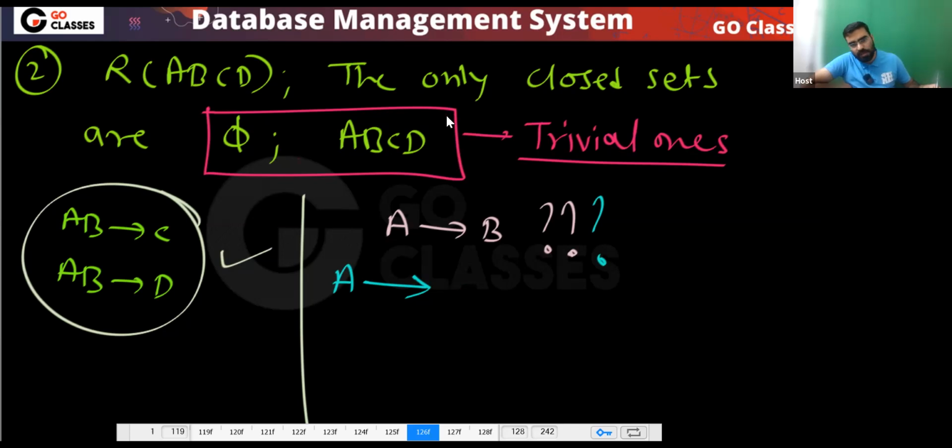Which new? Okay, give me something randomly. For example, let's assume it gives you D. Now you can notice, so I can say that A can determine AD. Now you can notice AD. Is this closed? This is not closed.